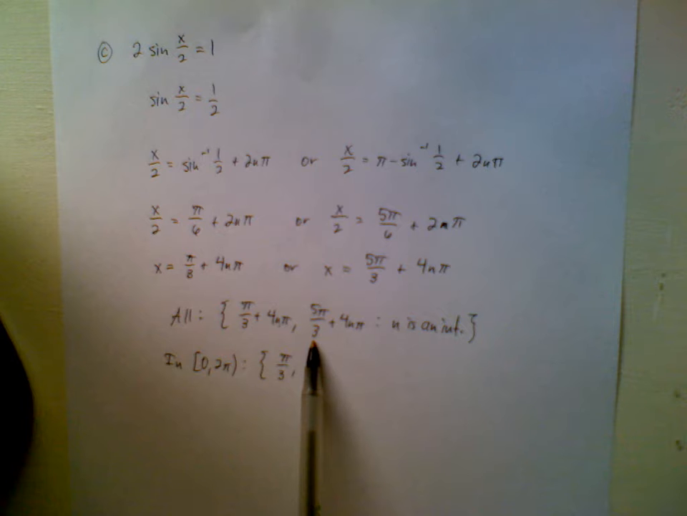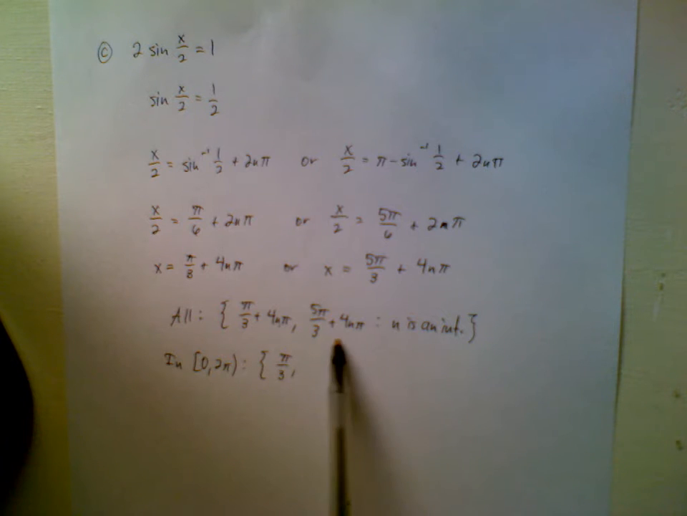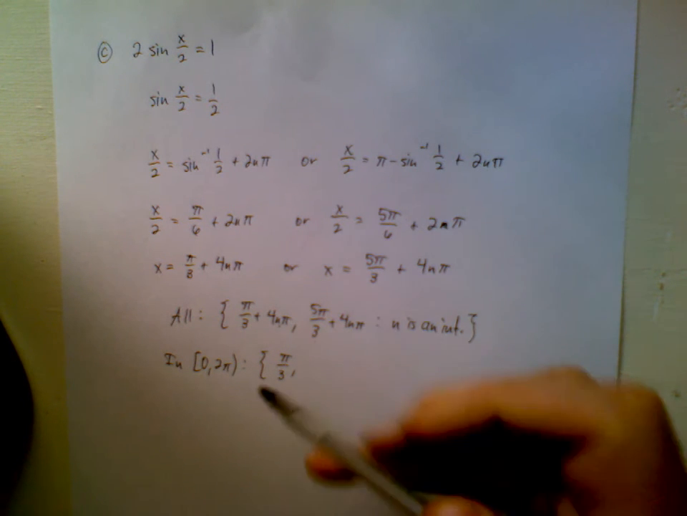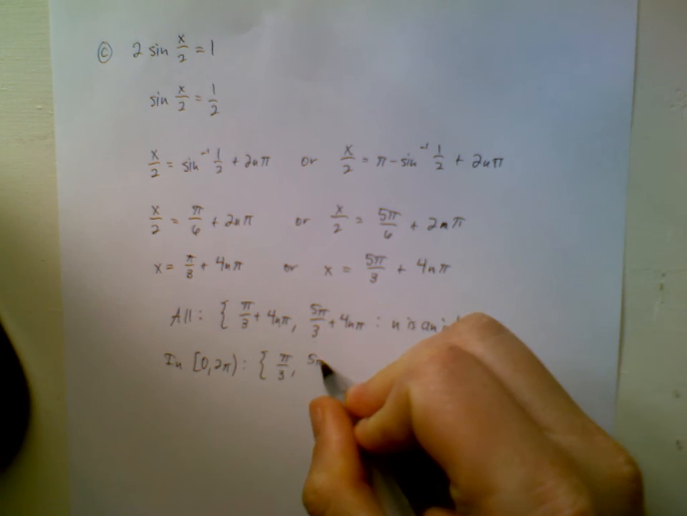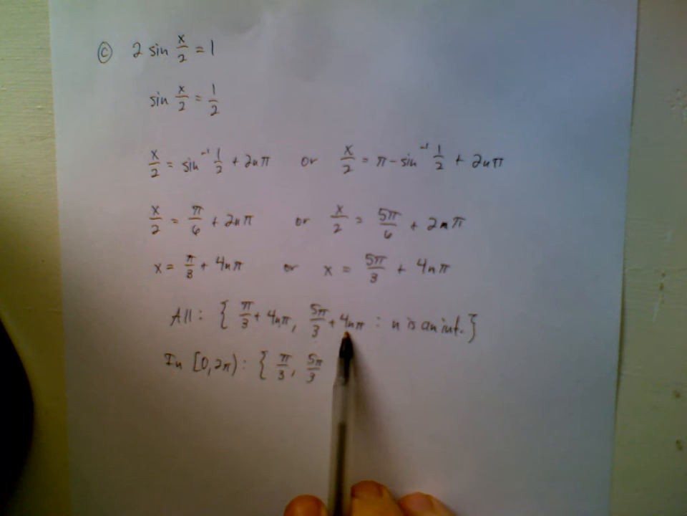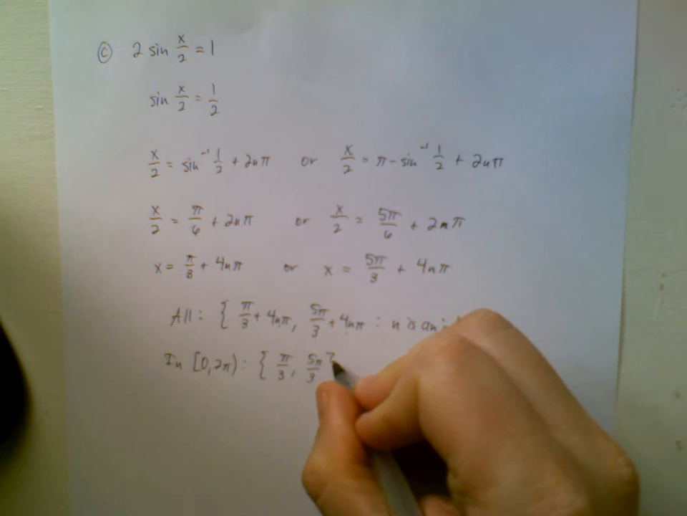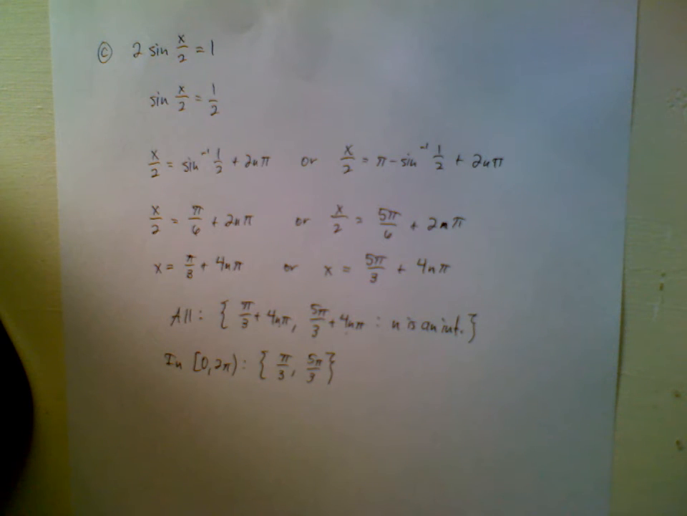Same thing goes for 5 pi over 3. If I plug in -1, way too small. If I plug in 0, I get 5 pi over 3. If I plug in 1, it's way too big. So those are all the solutions to that equation that live between 0 and 2 pi.